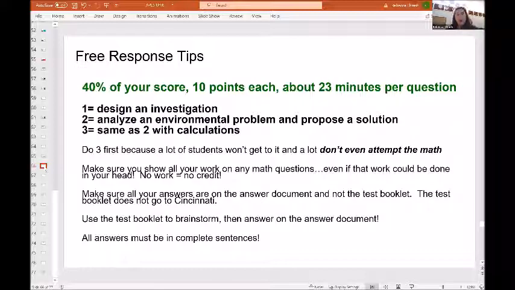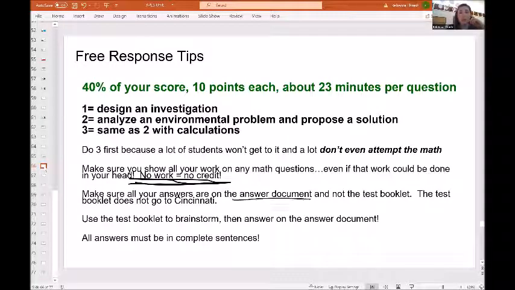So I would really consider doing three first, because a lot of students don't even get to it and don't even attempt the math. Now, if you're going to do the math, please make sure that you show your work. All of those formula setups where you have your conversion factors and all of that, please make sure that you're showing us that.